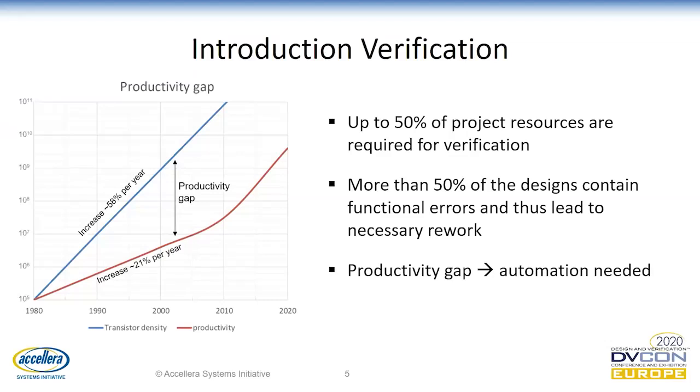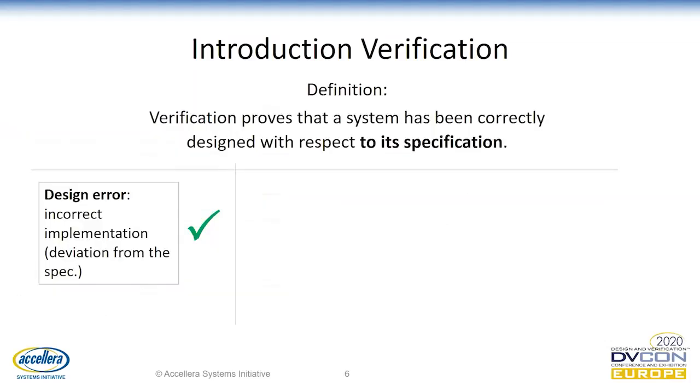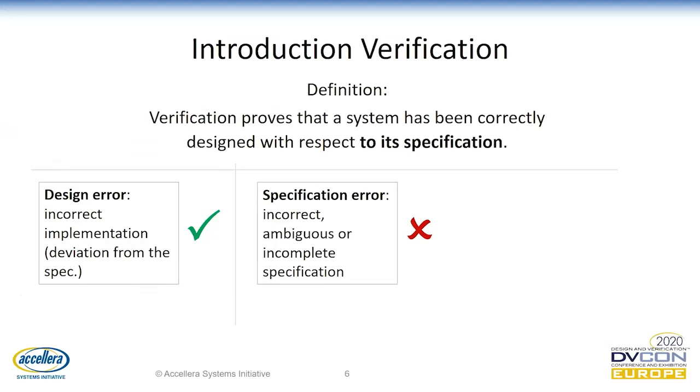So now I want to talk about the definition of verification. I think all of us know what verification is in principle because we are at DVCon. But if we take a more detailed look at the definition, we find some obstacles. Verification proves that a system has been correctly designed with respect to its specification. This means we are able to detect design errors. If the implementation is wrong with respect to the specification, it is easy to find this with our verification. But we get a problem if the specification is wrong.